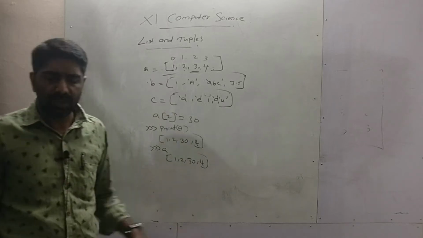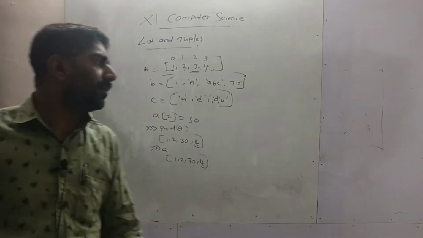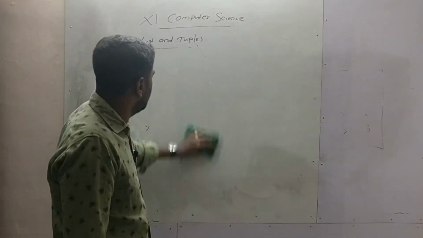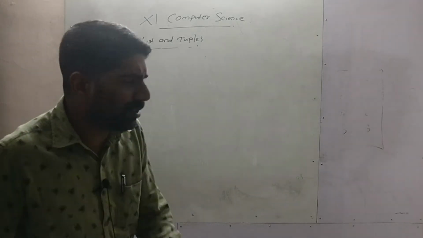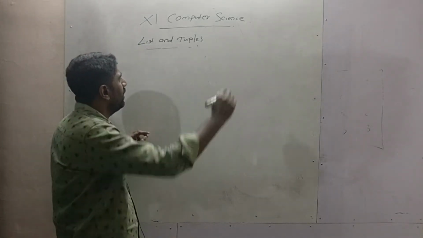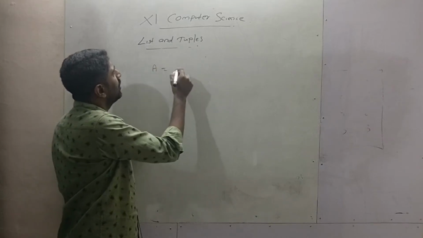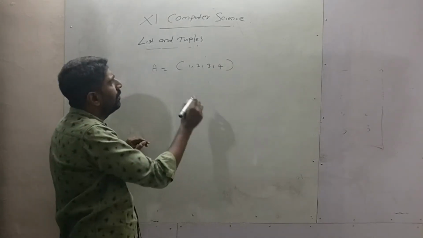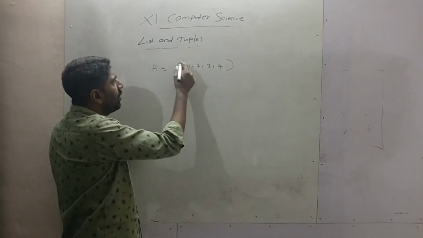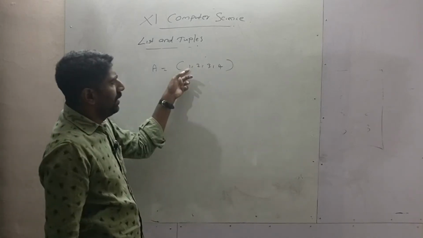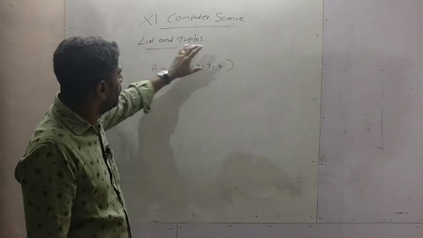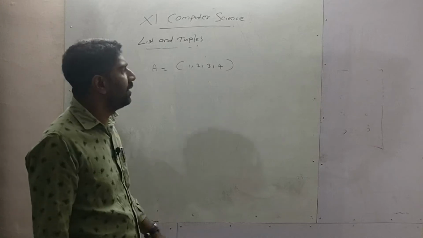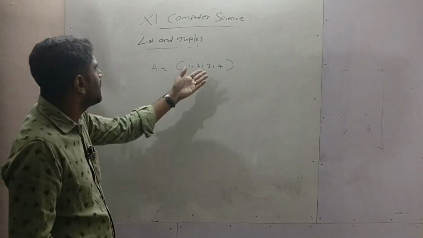Next is tuple. A tuple is a group of elements enclosed in parentheses. It's similar to a list. For example, a is equal to (1, 2, 3, 4). This is an example of a tuple. Instead of square brackets, here you use parentheses. In the case of a tuple, parentheses are used, whereas in the case of a list, square brackets are used. So it's an example of a tuple.